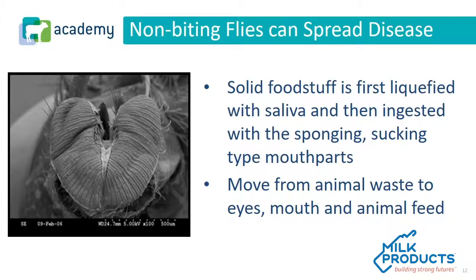Non-biting flies don't cause scarring of the teats; however, they are major vectors of disease spread. This is due in part to the way they digest food. When a house fly or a face fly wants to digest feedstuffs and manure, it lands on the manure and liquefies the foodstuffs with saliva, then absorbs them with sponging or sucking mouth parts. After it does this, it moves from the animal waste to the eyes or mucosal layers of the animal, or the animal's feed, and spreads whatever bacteria it has contracted through this sucking activity to the feed or to sensitive areas of the calf, such as the eyes.